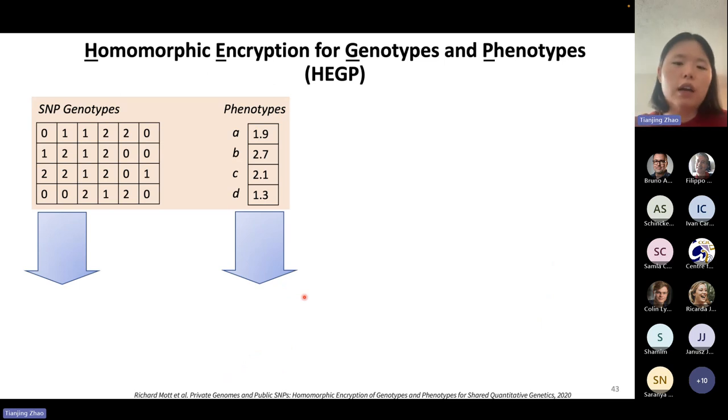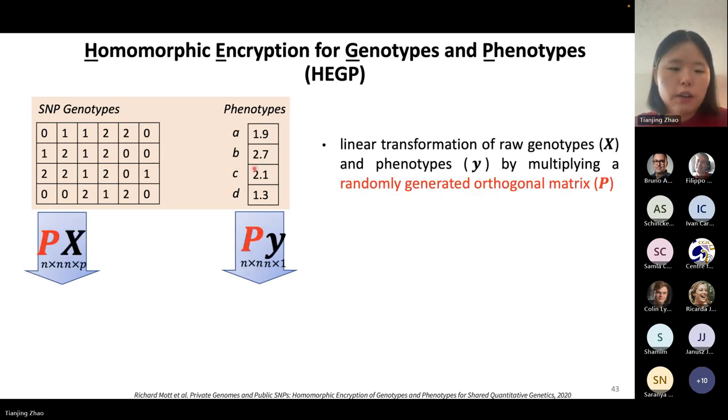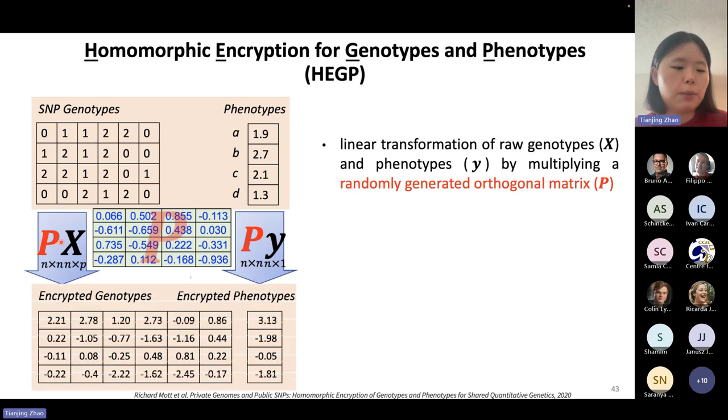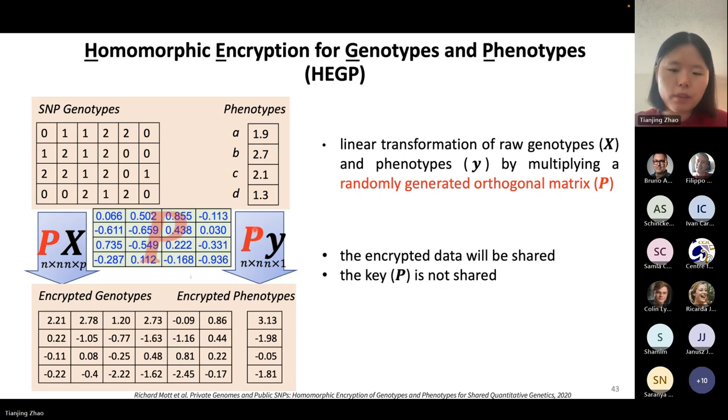So now I'm going to show you how HVGP works, homomorphic encryption for genotype and phenotype. Here is the raw genotype and raw phenotype for four individuals and six SNPs. First, we generate a random orthogonal matrix P. This is X, and PX is the encrypted genotypes. This is Y, and P times Y is the encrypted phenotypes. Only the encrypted genotypes and encrypted phenotypes will be shared, and P, the key, will not be shared.